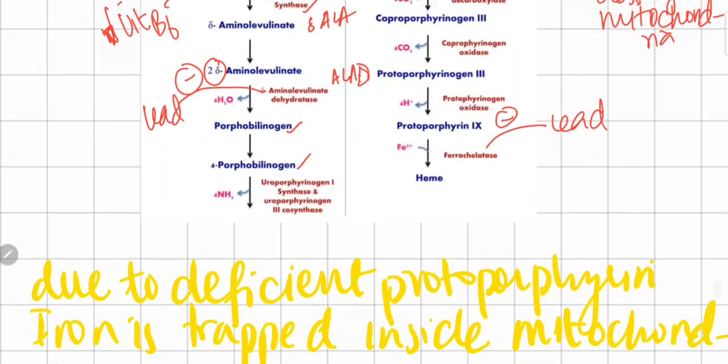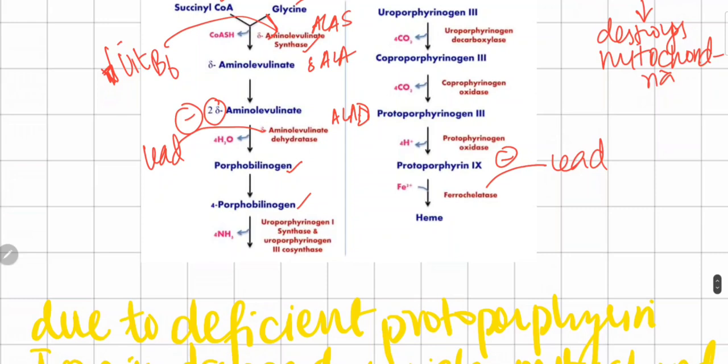Then we have this whole pathway that is going to give us heme. So important stuff here are only three: we have ALAS and ALAD and ferrochelatase. Lead is going to give negative feedback to ferrochelatase and aminolevulinate dehydratase, and lead poisoning can then cause decreased heme production. That's going to give you sideroblastic anemia.